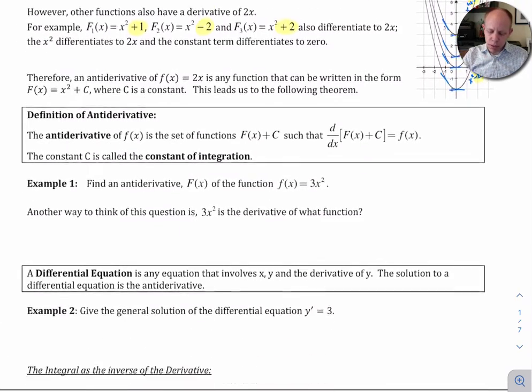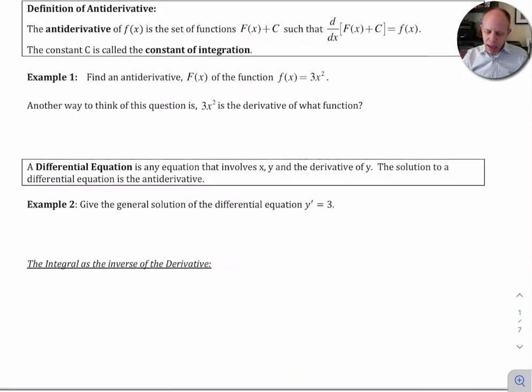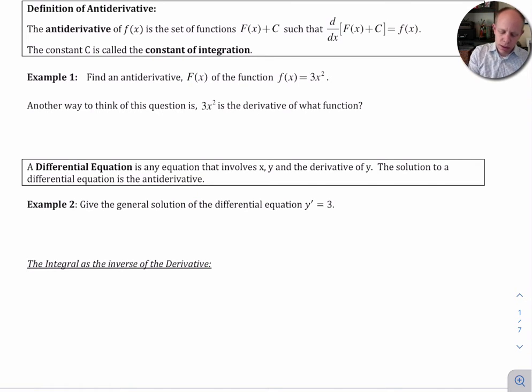So let's do an example. Let's find an antiderivative, capital F(x), of the function f(x) equals 3x squared. So another way to think about this question is to say 3x squared is the derivative of what function? Well, we kind of have to think backwards on this. One way I like to do is to just start by writing capital F(x), because that's what we're looking for. And we think to ourselves, well, the derivative is x squared, and I know that the derivative is always 1 knocked down from the actual power.